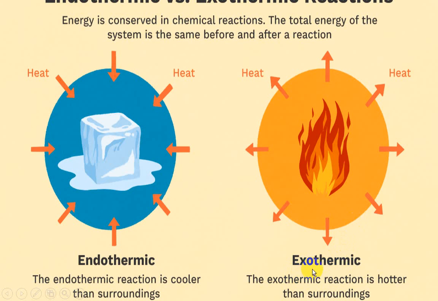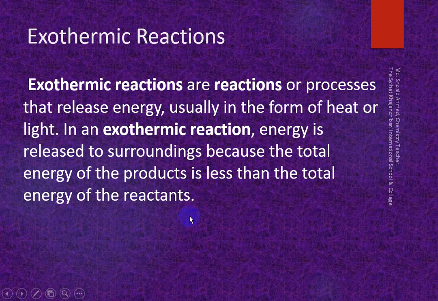Here exo means out, thermic means heat. So exothermic means heat out. In this reaction, heat goes out to the surroundings. Endo means in, and thermic means heat. Endothermic means heat in from the surroundings. So depending on the heat, reactions are of two types: exothermic reactions and endothermic reactions.